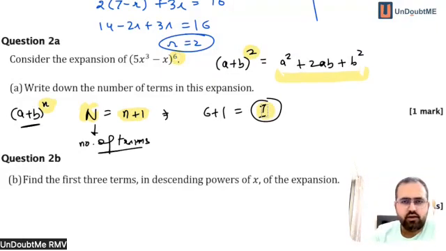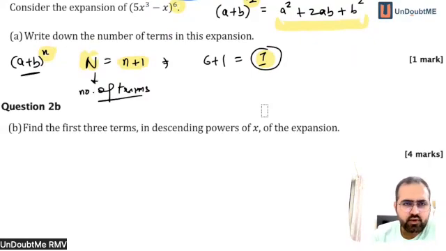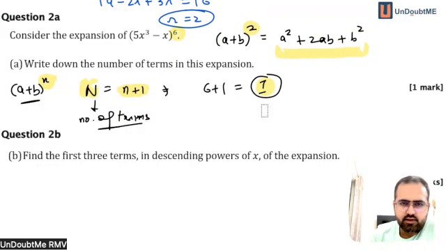Second question: find the first 3 terms in descending powers of x. Now looking at the binomial, you should first have the idea of whether descending powers of x will be obtained initially or in the later terms. How many of you think it is in the later ones?